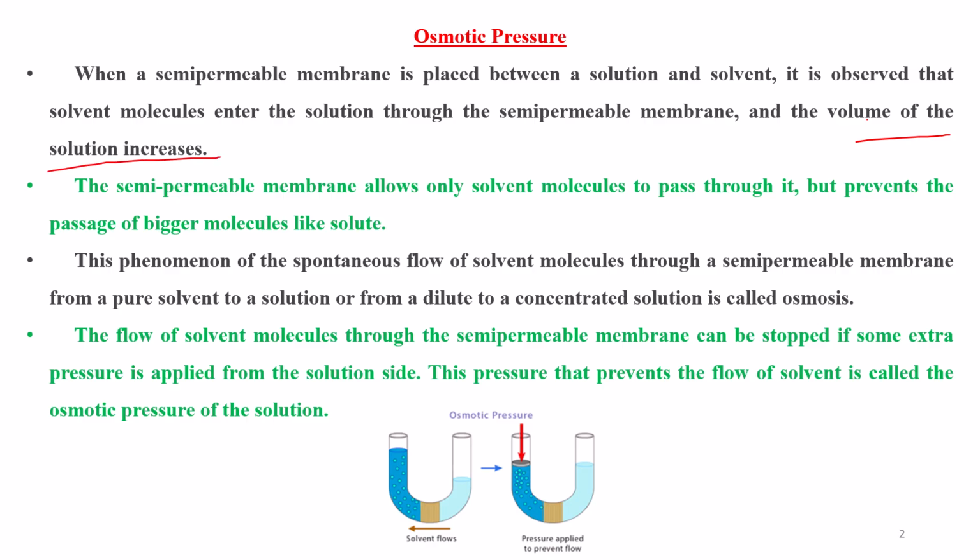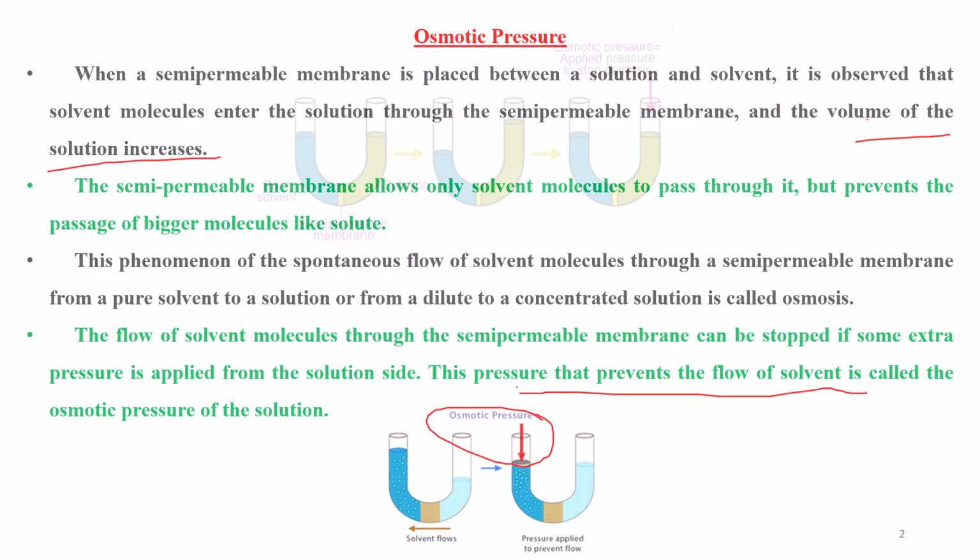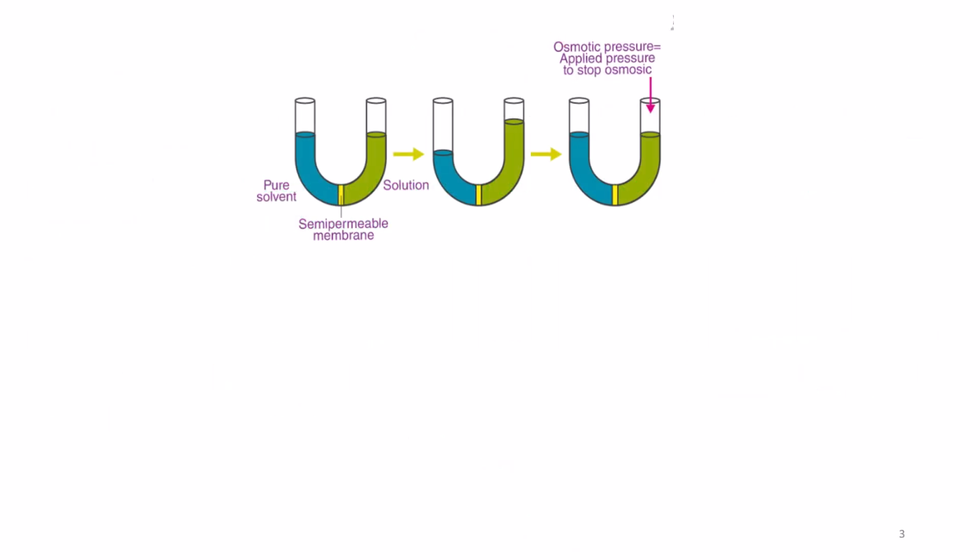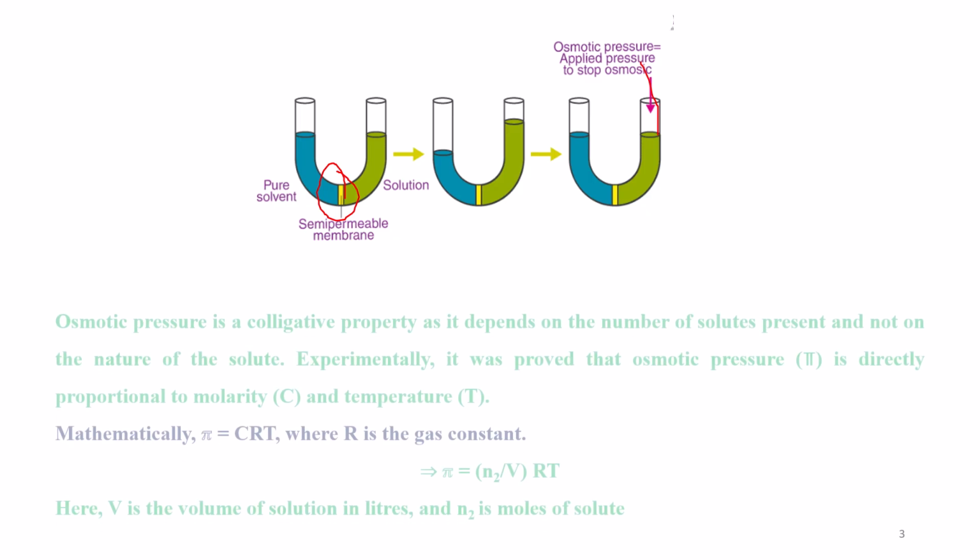To prevent this overflow, pressure is applied, and this pressure, which prevents the flow of solvent, is known as the osmotic pressure. The solvent moves from one concentration to another through the semi-permeable membrane. Here the volume of the solution increases, so a pressure is applied. This pressure is known as the osmotic pressure.